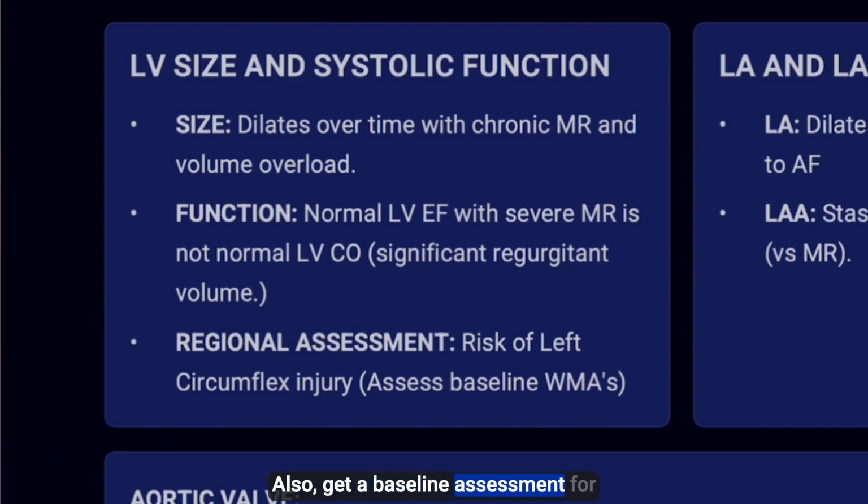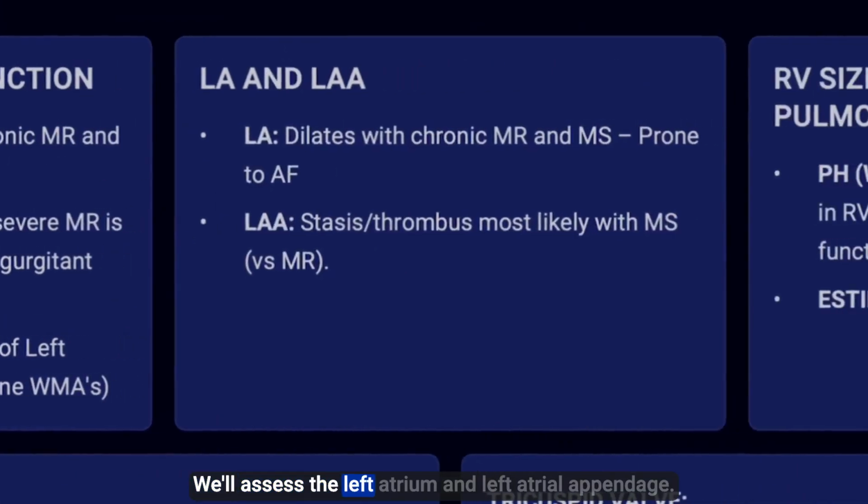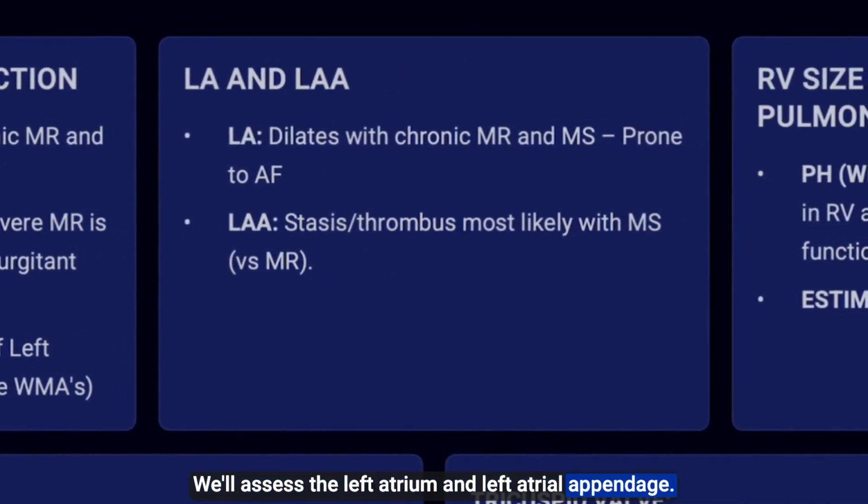Also, get a baseline assessment for any regional wall motion abnormalities. These surgeries put patients at risk for injury to the left circumflex artery, so that could cause regional wall motion abnormalities post-bypass. We'll assess the left atrium and left atrial appendage. Frequently, left atrial appendages are clipped during mitral valve replacement or repair surgeries. Also, the left atrium can be significantly dilated from the chronic volume overload.